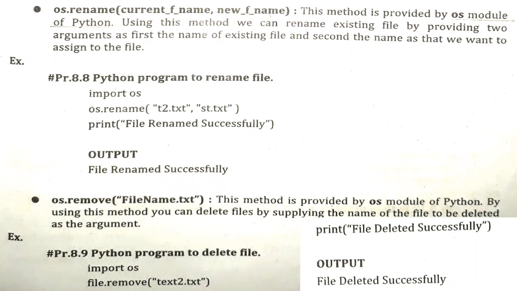Again, the way is the same. First we have to import the OS module, then os.remove within round brackets, text2.txt we have applied. So we are removing the text2.txt file. If this file is present, then it will be removed. If not, then we will definitely get an error that the file does not exist. And then we have simply printed file deleted successfully, which is a kind of acknowledgement so that we get an idea whether the file is renamed or removed or not. For the same reason we are printing the print statement after applying the rename and remove methods.